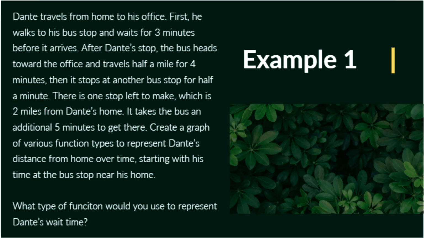Dante travels from home to his office. First, he walks to his bus stop and waits for 3 minutes before it arrives. After Dante's stop, the bus heads toward the office and travels half a mile for 4 minutes. Then it stops at another bus stop for half a minute. There is one stop left to make, which is 2 miles from Dante's home. It takes the bus an additional 5 minutes to get there.